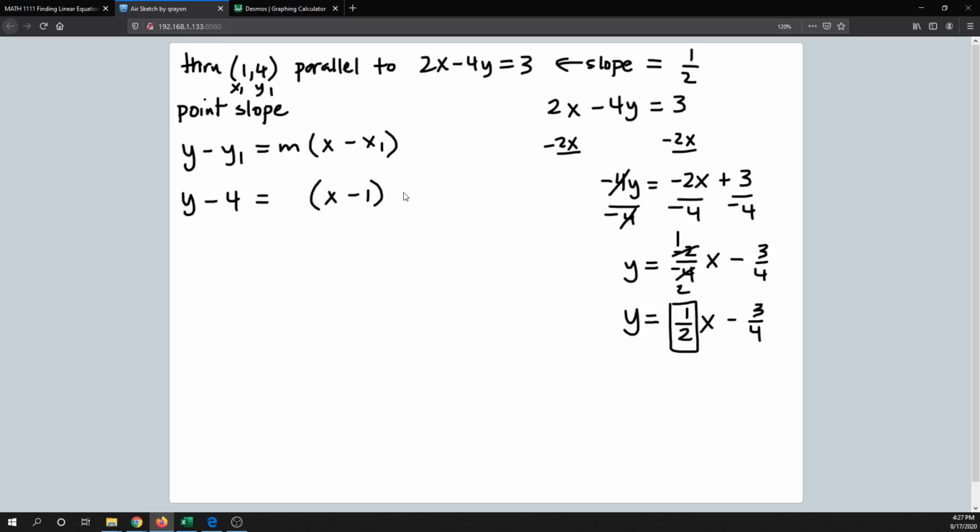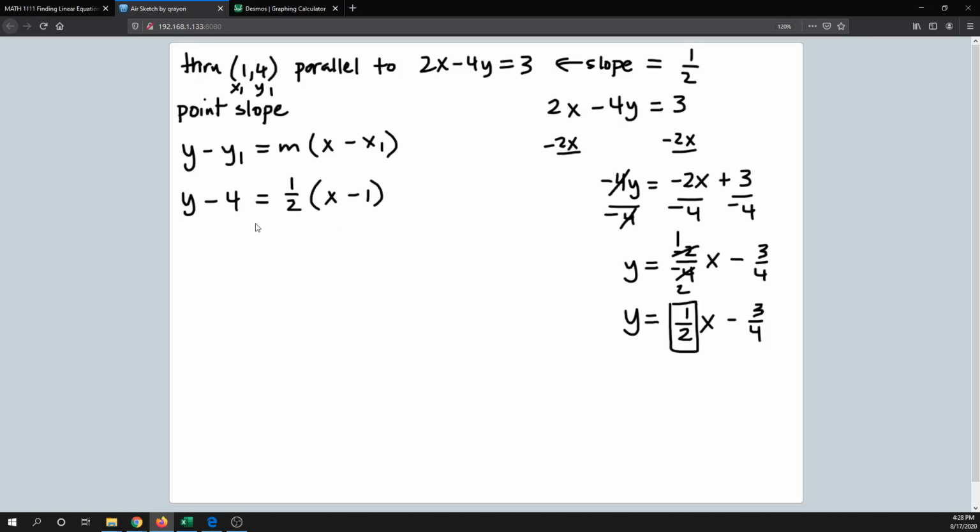Okay, so since this line that I'm looking for, whose equation I'm looking for, is parallel to this line, that means that this line's slope must also be 1/2, right? Because of the fact that parallel lines have the same slope. So now I have a point that was given to me, (1, 4), on this line, and now I have this line's slope, which is 1/2.